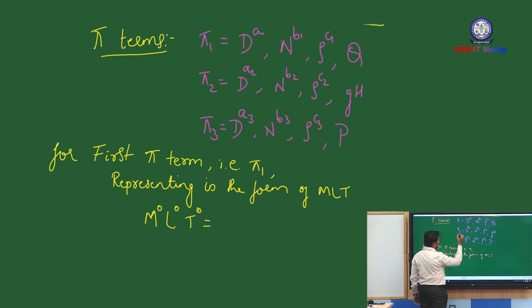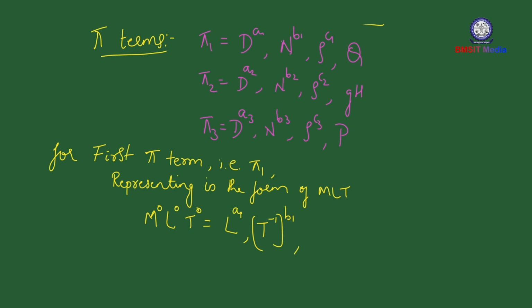For d, what is the unit I have taken? The unit is L to the power of a1. What is the unit of speed n? That is T to the power of -1, to the power of b1. The density unit is M to the power of 1, L to the power of -3, to the power of c1, and q. The q unit is L cubed T to the power of -1. So these are all the units for the pi terms.